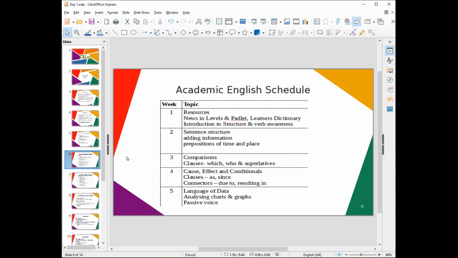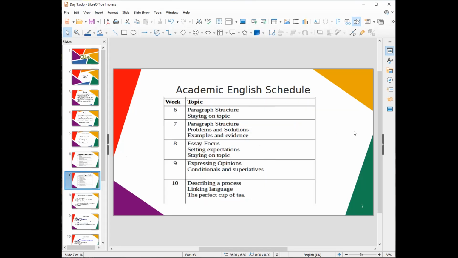After that, we'll be looking at comparisons, cause and effect and conditionals, language of data, analyzing charts and graphs, and using the passive voice. All of these things are essential for academic work. If you are preparing for the IELTS, this is the language you will need and the grammar that you will need for that exam. All right.